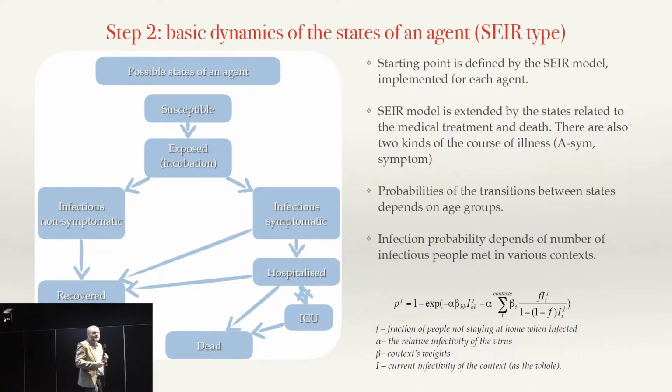susceptible to the infection. The second state, which might happen to the agent, is incubation. There is an unfortunate name, exposed, coming from a different context, but in our context this is just the incubation. So the period when the agent is infected but not infectious yet. Then it might come into two different states: infectious non-symptomatic or mild symptomatic, and infectious with symptomatic.